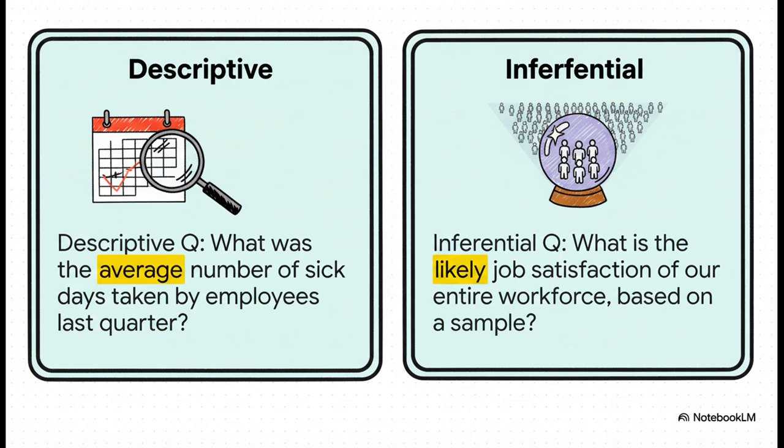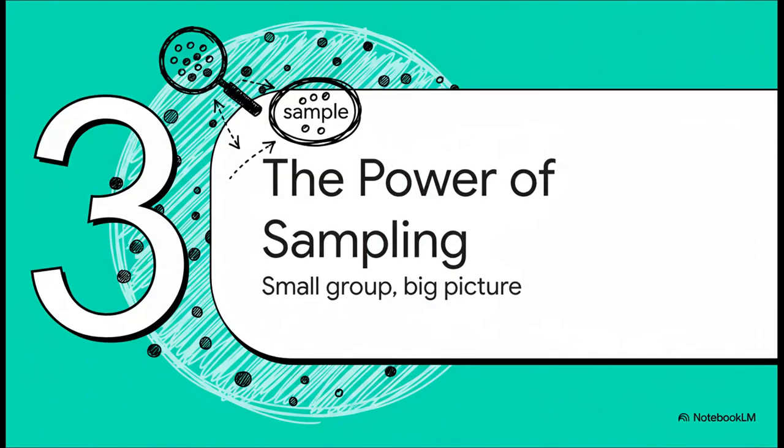And this is a perfect way to see the difference in action. A descriptive question is super straightforward. What was the average number of sick days taken last quarter? We have all the data, we just have to do the math. But the inferential question, that's where things get interesting. Based on a survey of 500 people, what's the likely job satisfaction for all 10,000 of our employees? We're using a small sample to infer something about the whole group. And that, of course, brings us right to our next section, the power of sampling.